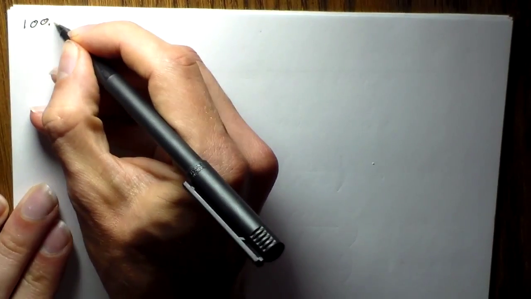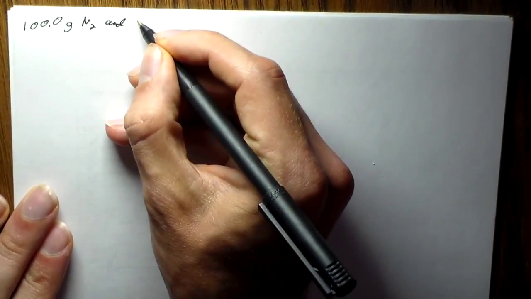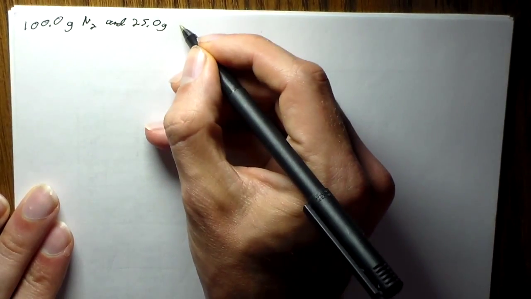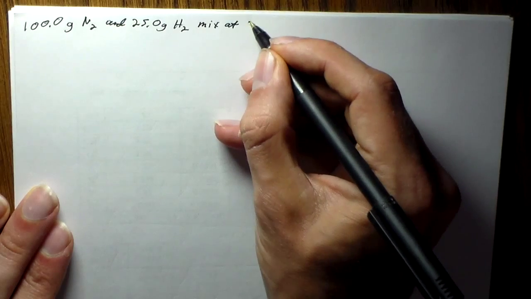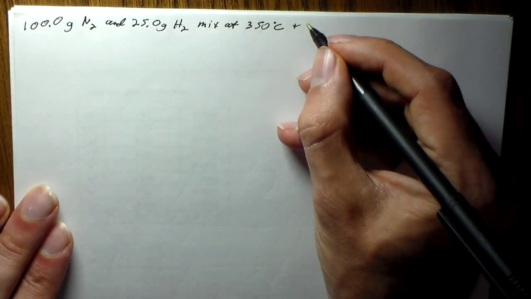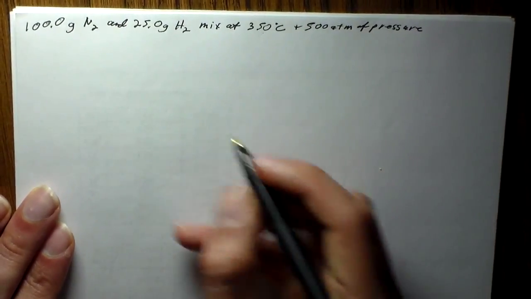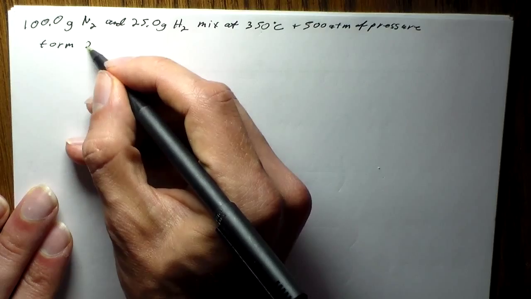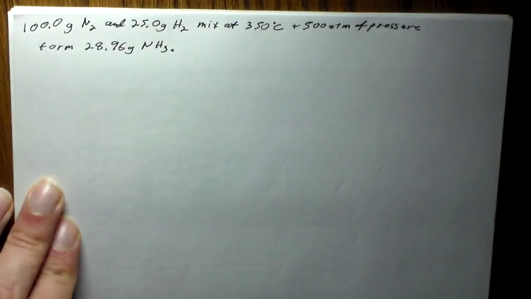We have 100 grams of nitrogen and 25 grams of hydrogen. And we mix these at 350 degrees C and, let's say 500 atmospheres of pressure. And then we form 28.96 grams of ammonia. That's our reaction.